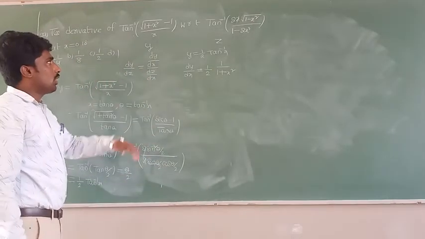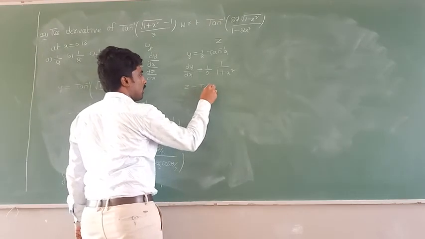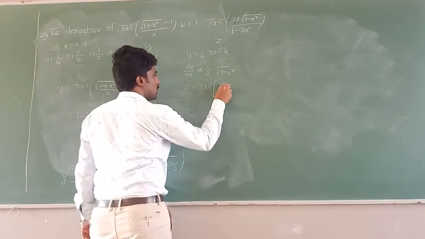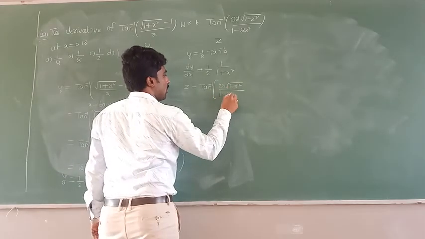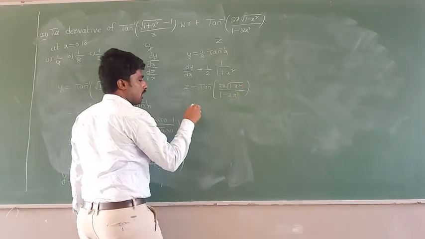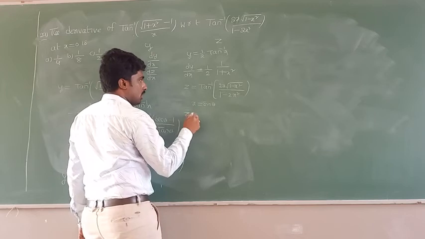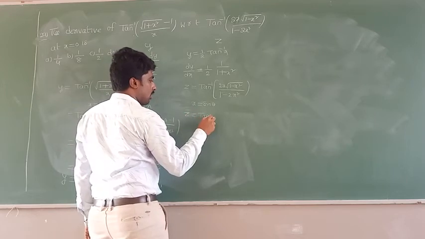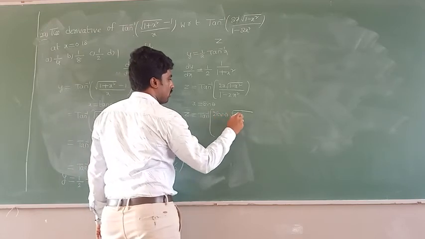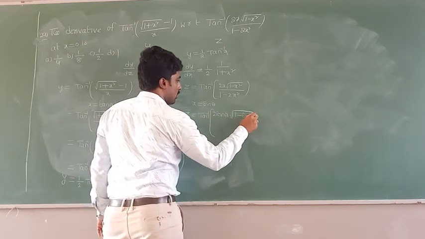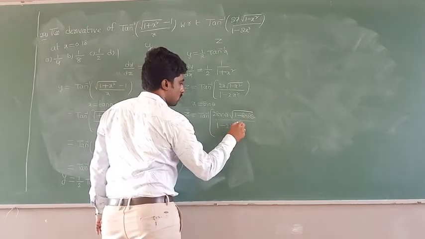Next we need to find dz by dx. What is the z function here? Z equal to tan inverse of 2x into square root of 1 minus x square by 1 minus 2x square. So in place of x, if I substitute tan theta, what am I getting here? Z equal to tan inverse of 2 sin theta into square root of 1 minus sin square theta by 1 minus 2 sin square theta.